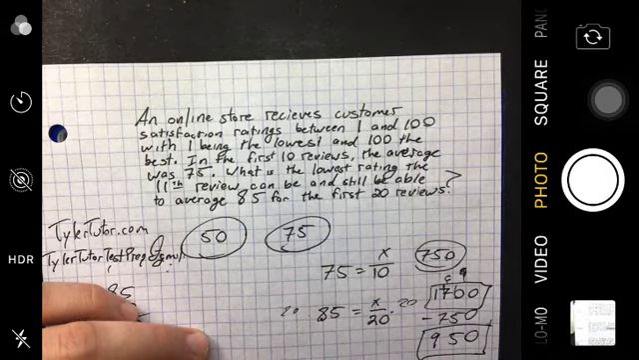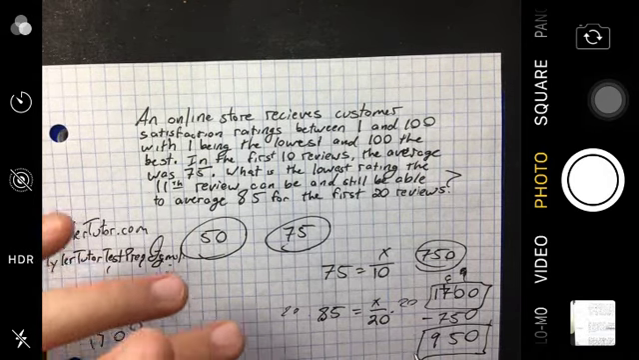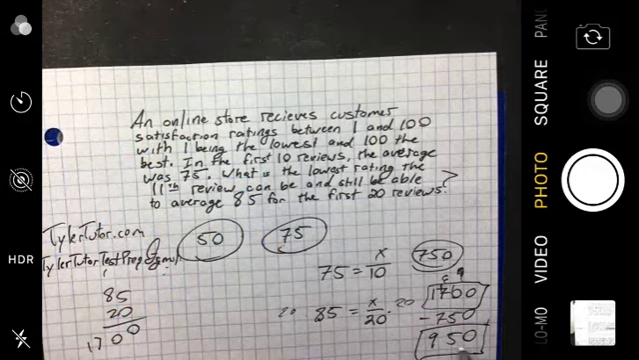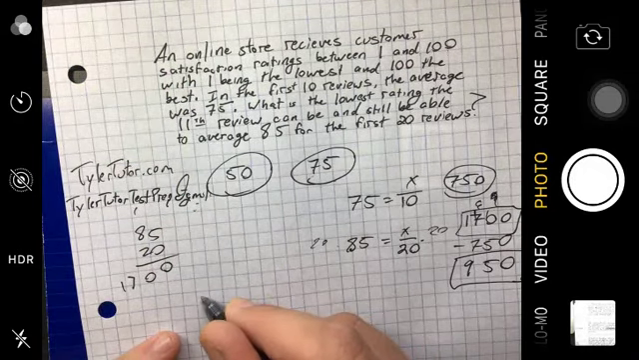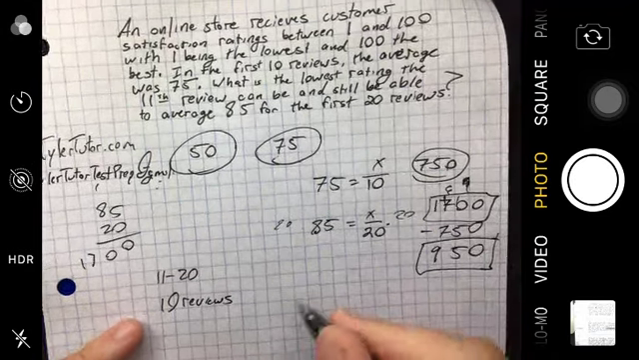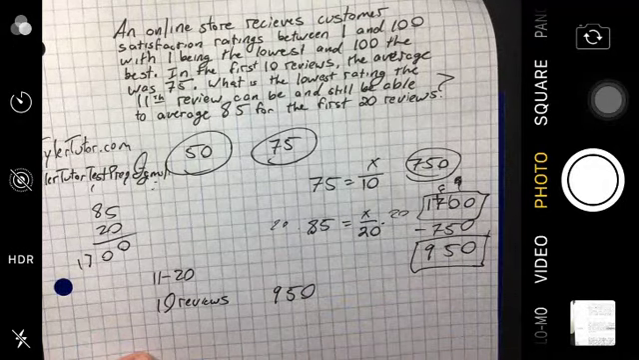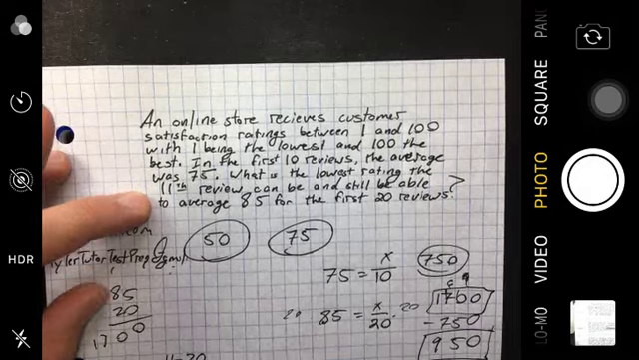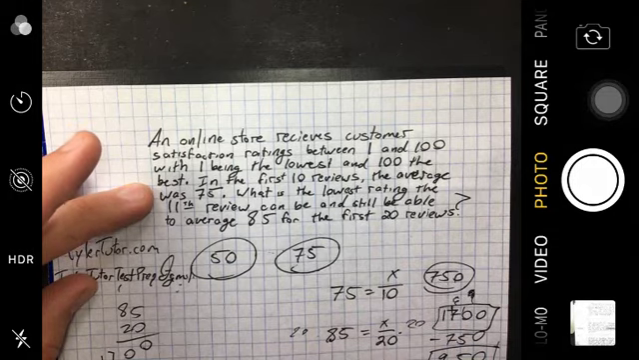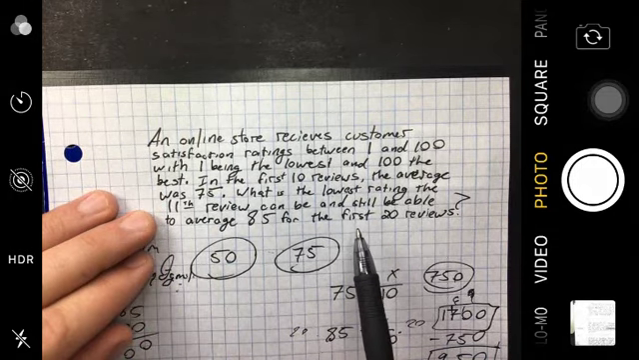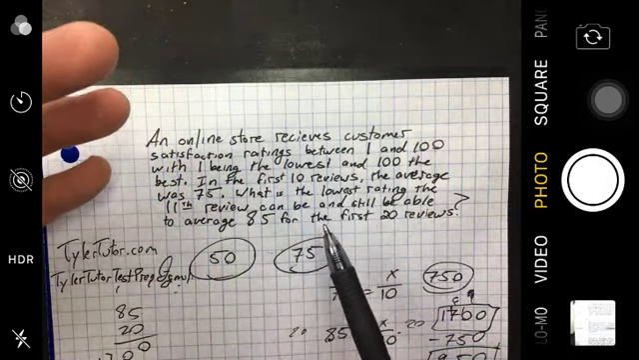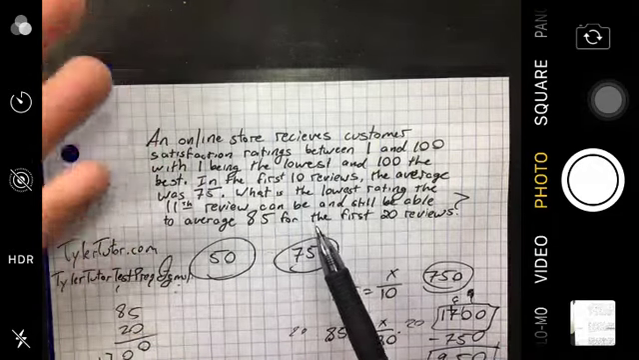So 950. Between reviews 11, 12, 13, 14, 15, 16, 17, 18, 19, 20, we need to get a total of 950. So in that second set of 10 reviews, from 11 to 20, they need to have a sum of 950. In order for the 11th rating to be the absolute lowest it can be, we want the 12th, 13th, 14th, 15th, all the way to the 20th review to be the highest that they can be.